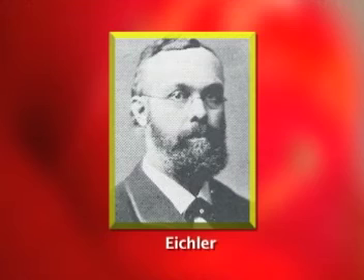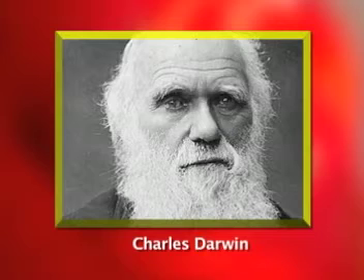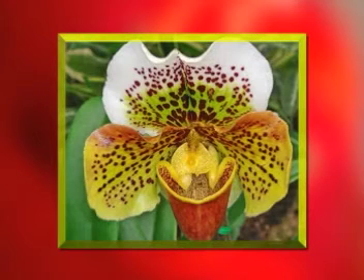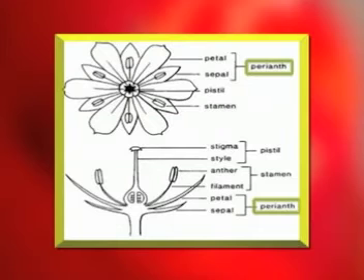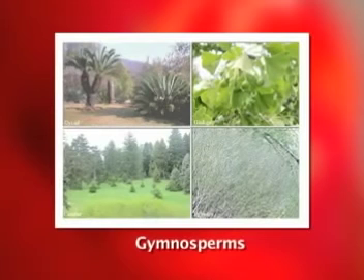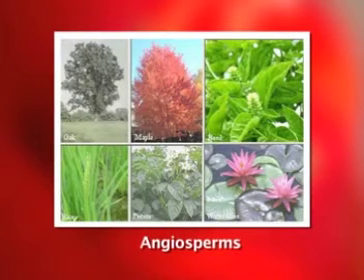This system is based on Engler's system, who was the first person to propose evolutionary system of classification. It is an evolutionary system proposed subsequent to the acceptance of Darwin's theory of evolution, based on the assumption that the flowering plants where perianth is absent are evolutionary primitive. The gymnosperms are considered to be more primitive and hence were placed before angiosperms.